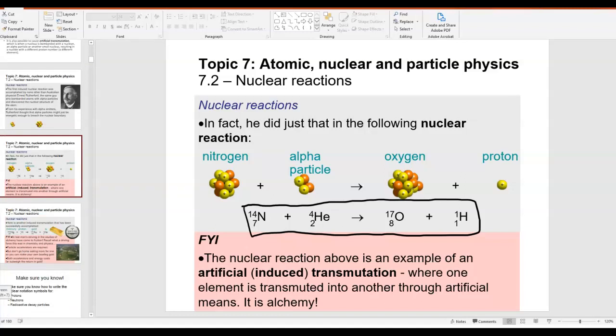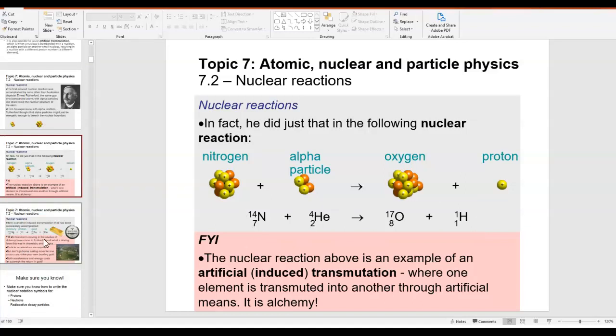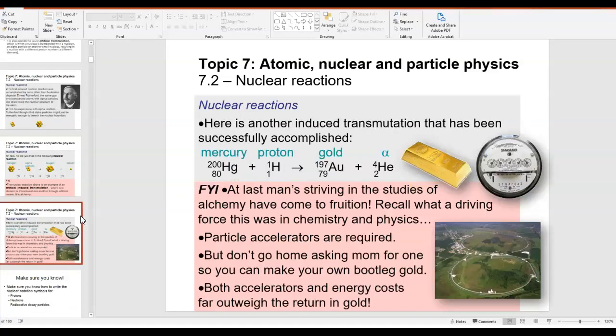Another type of artificial transmutation I want to show you is actually even cooler, I think. It turns out that if you take mercury-200 and you bombard it with high energy protons, you can actually produce gold as a product, plus some alpha particles as products as well. In other words, I'm telling you that you can take mercury and turn it into gold. That's modern day alchemy right there, right? Making gold from something else.